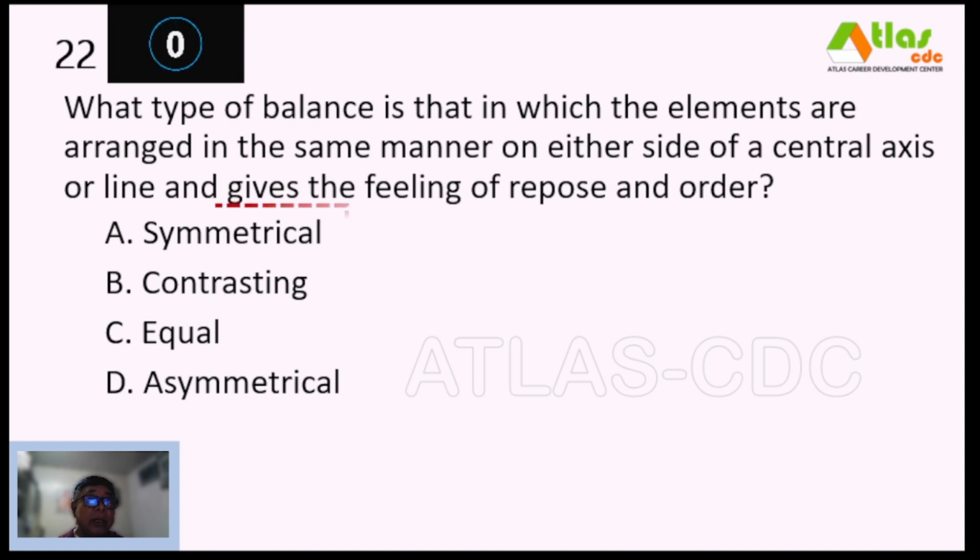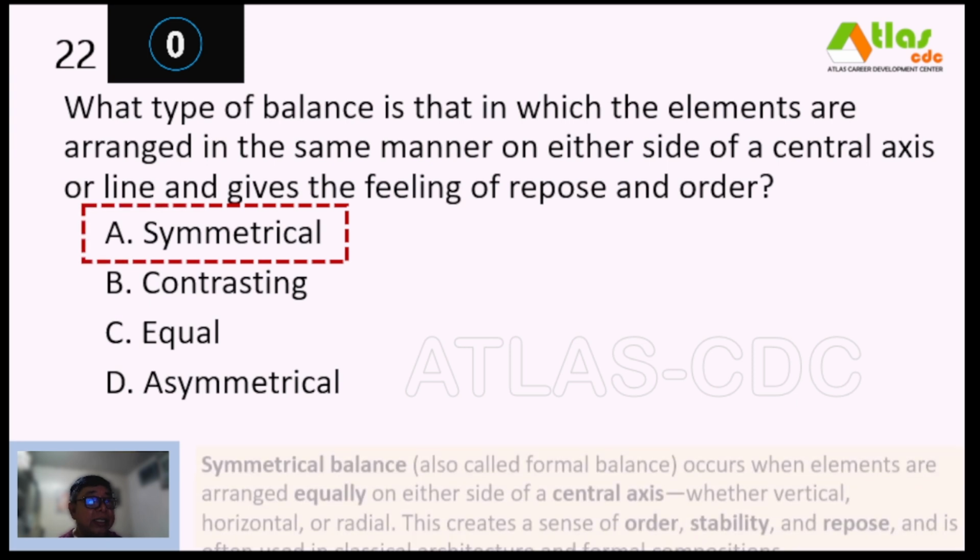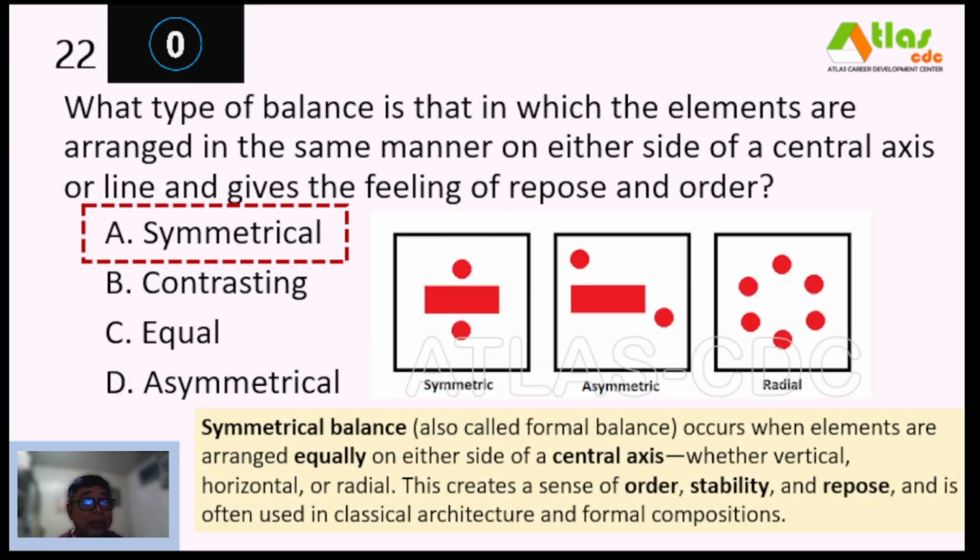And our correct answer is letter A, symmetrical. So symmetrical balance, also called the formal balance, occurs when elements are arranged equally on either side of a central axis, whether vertical, horizontal, or radial. This creates a sense of order, stability, and repose, and is often used in classical architecture and formal compositions.